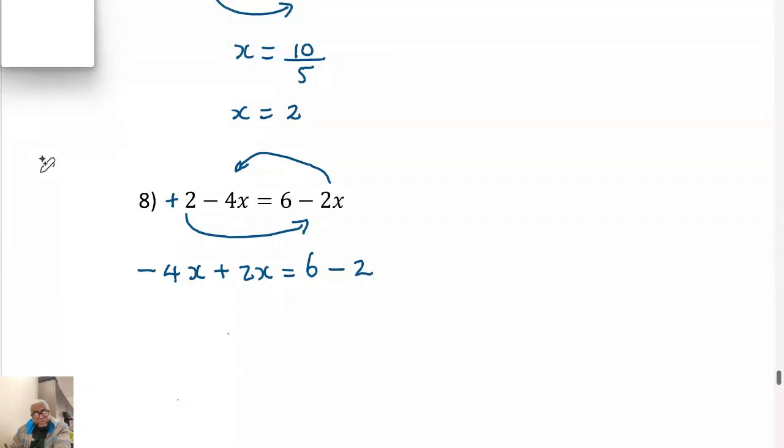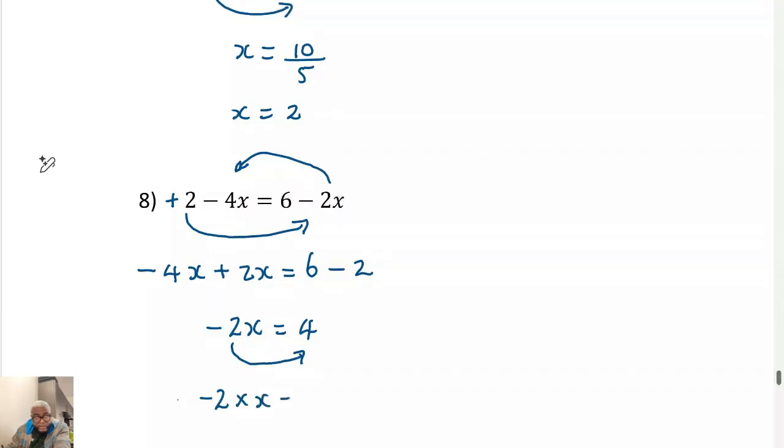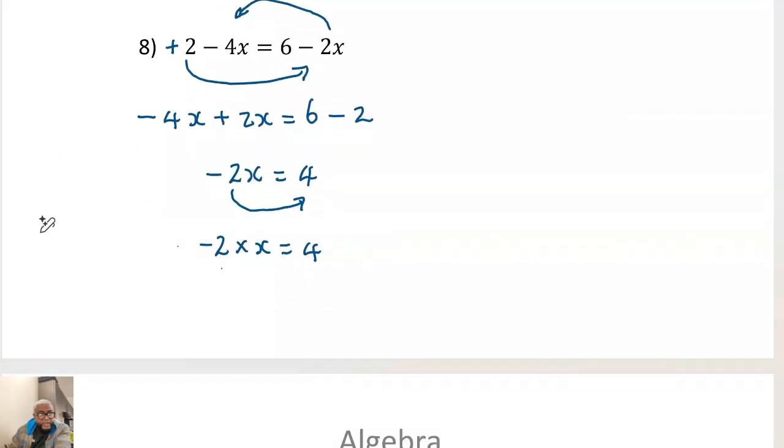Negative 4x plus 2x will be how much x? Negative 2x. 6 minus 2 is? 4. Why do you carry this negative 2 there? Dividing. This is negative 2 multiplied by x is equal to 4, right? The opposite of multiplying negative 2 is dividing by negative 2. So x is equal to 4 divided by negative 2. The opposite of multiplying negative 2 is dividing by negative 2.